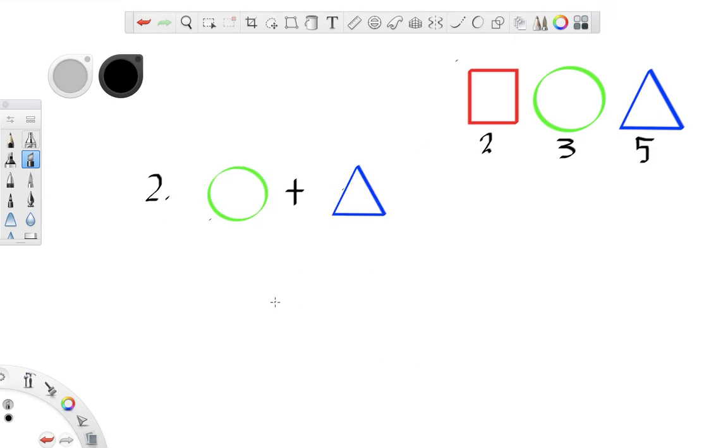This is question number 2. So here we have the green circle plus the blue triangle. So we know that the green circle represents or stands for the number 3, and we know that the blue triangle represents or stands for the number 5. And again we're adding those together, so we now have 3 plus 5, and 3 plus 5 is equal to 8.